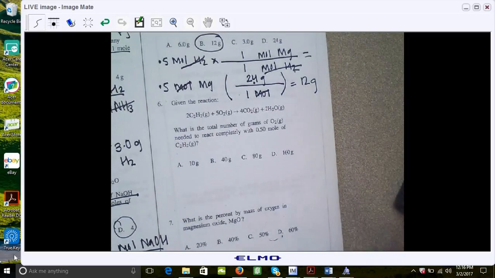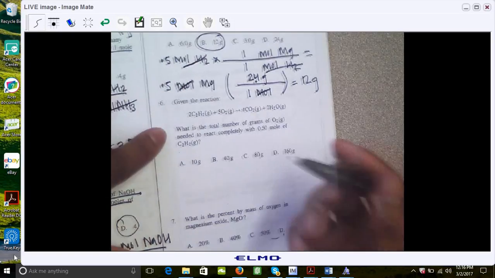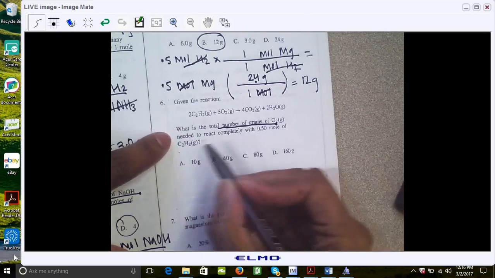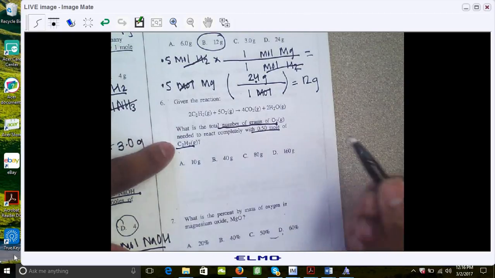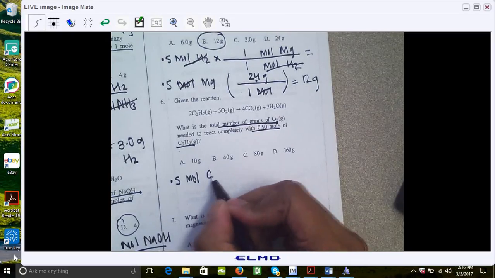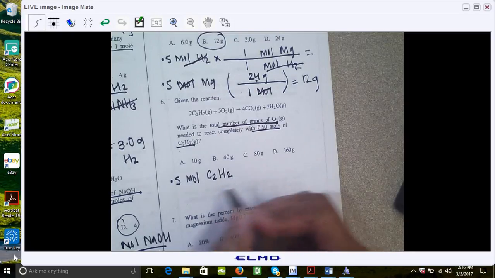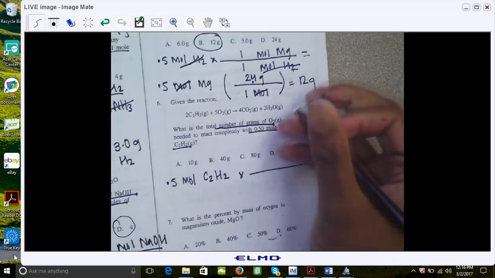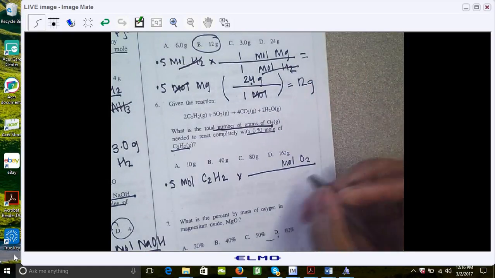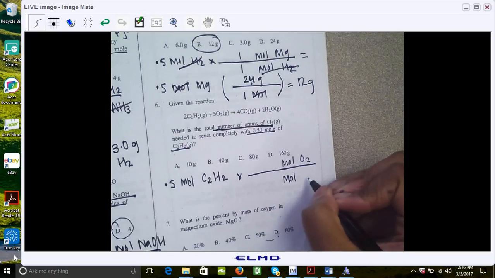Okay, and the last mole problem. Let's try to finish it before 5th period, and then continue during 8th. So we have this reaction. They're asking what's the total number of grams of O2 needed to react with 0.5 moles of C2H4. So we have 0.5 moles of C2H4. I'm going to multiply that by moles of O2 over moles of C2H4.